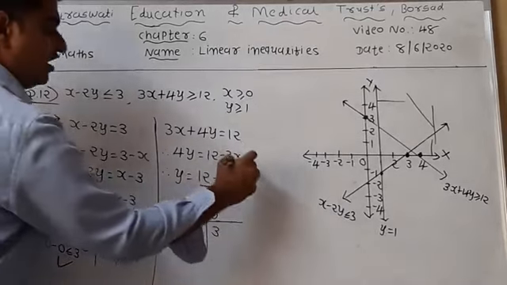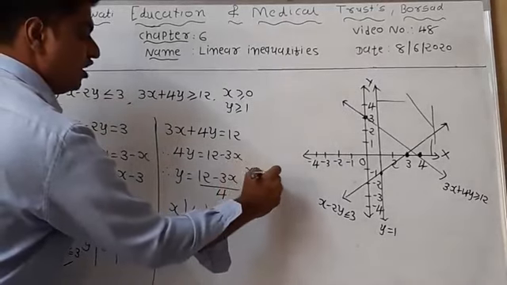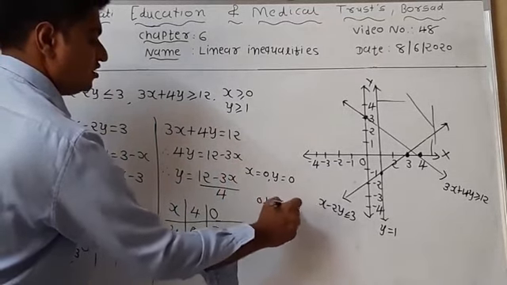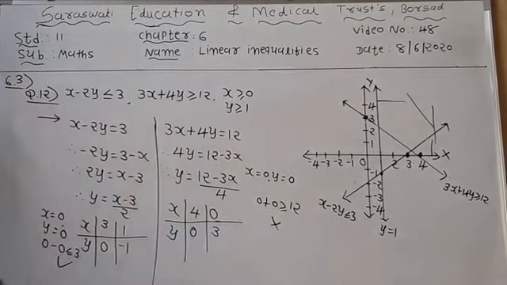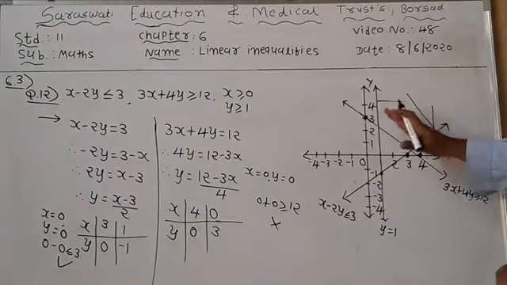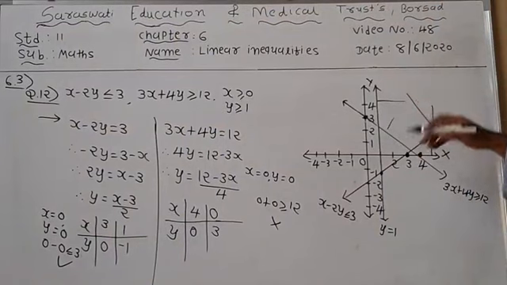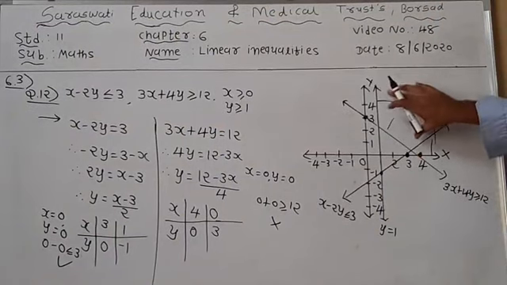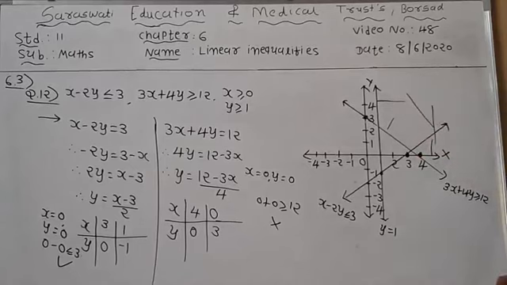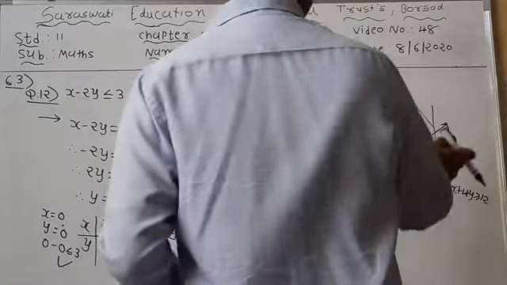Here substitute x is equal to 0 and y is equal to 0. 0 plus 0 greater than equal to 12. So this condition is wrong. So the shaded portion of this line is the opposite side of the origin. So now after all these 4 lines, the common portion is present on this side, so we can draw our shaded portion in this region.